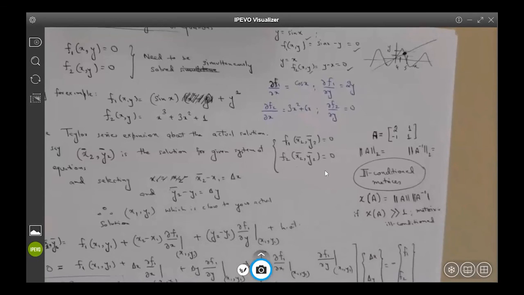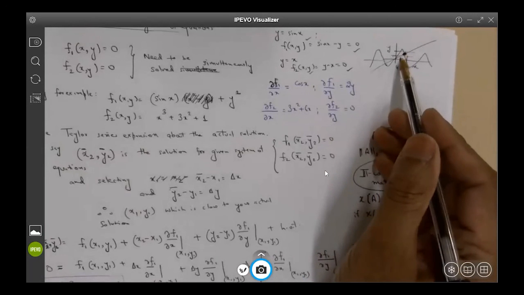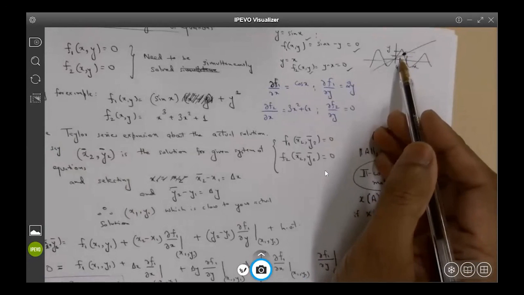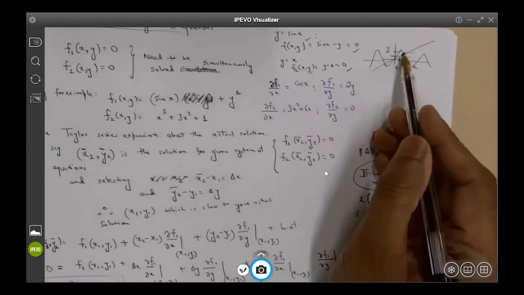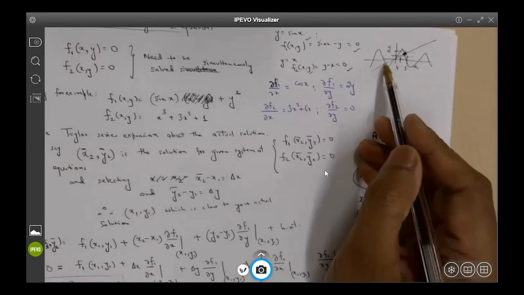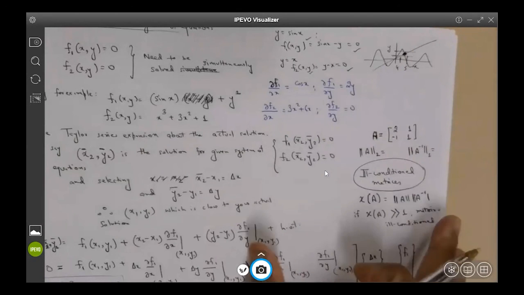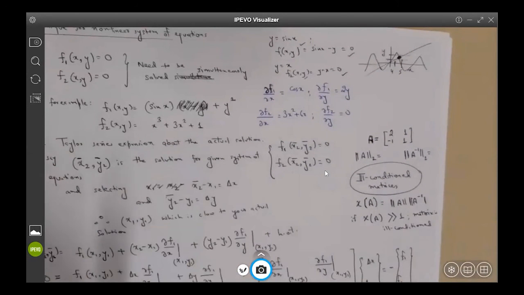Professor, I have a question. When you have a sine function and a line, you have three intersections. So depending on your initial guess, you will get a different solution. Yes, you will get a different solution depending on which initial guess you take. If your initial guess is near this root, then you will converge to this root. If you are near that root, you will converge to that root. There is no way you can get all the roots from only one starting point.